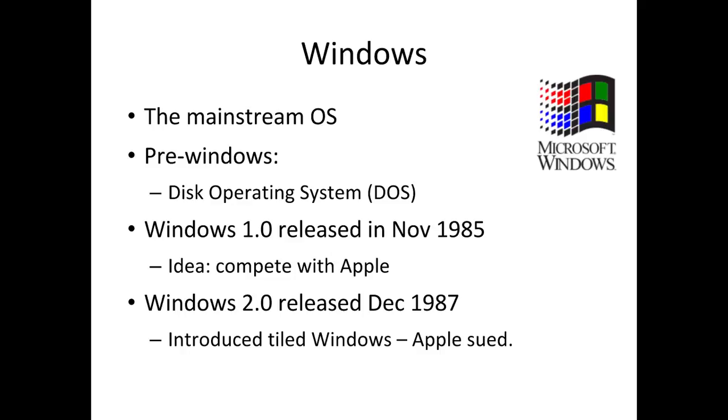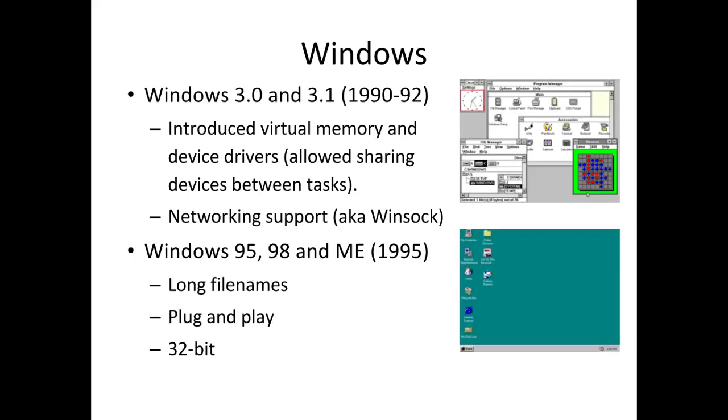Windows 2 was released in December 1987. It introduced the concept of having tiled windows, so each process had access to a window that the user was able to interact with. And apparently, Apple thought that was a patent infringement and tried to sue Microsoft. In fact, it sued Microsoft for quite a few patent infringements and didn't win on any of them, so that's rather unfortunate. And then we move on to Windows 3, 3.1, and this is where Microsoft introduced virtual memory.